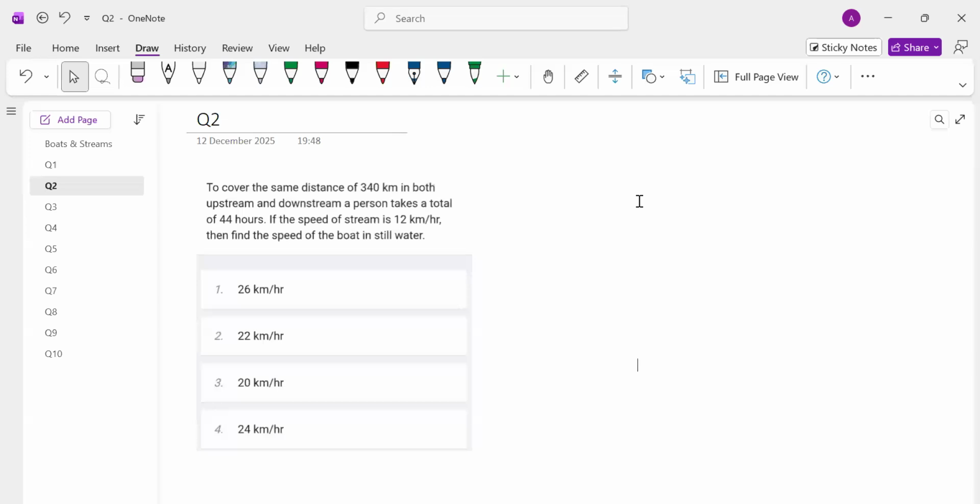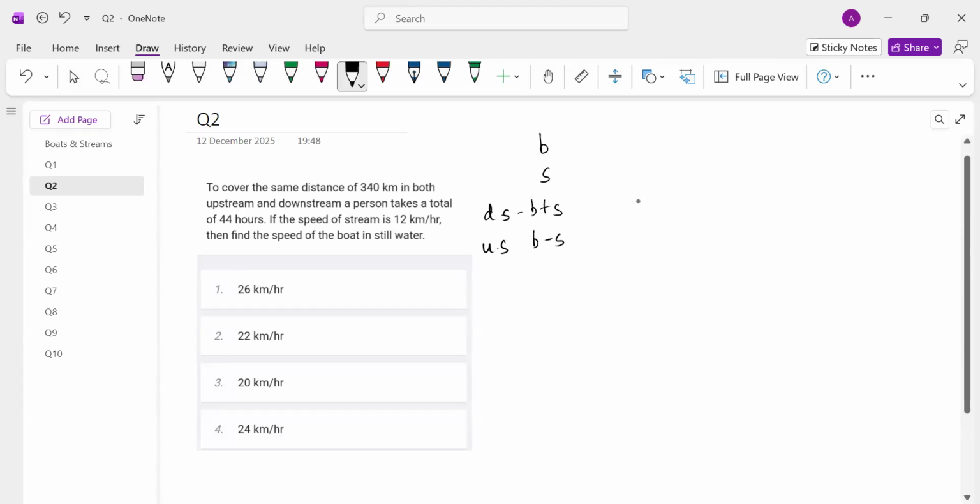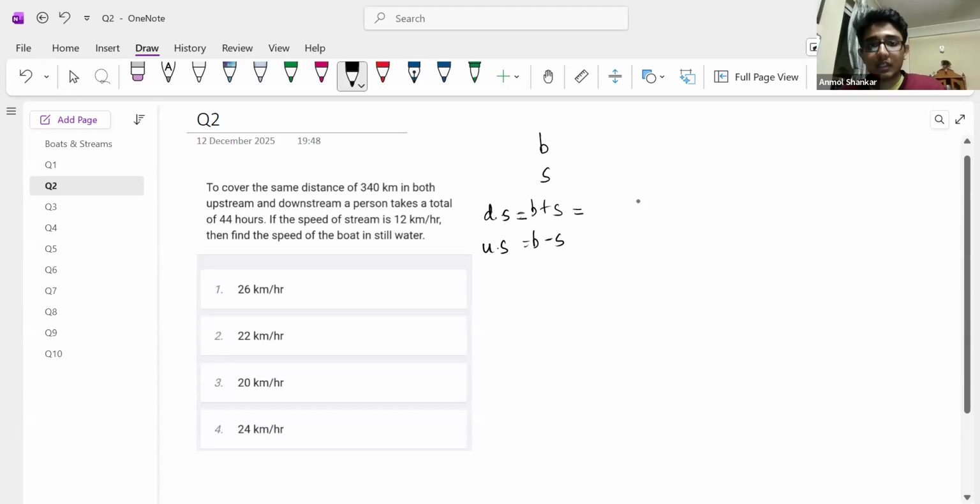To cover the same distance of 340 kilometers in both upstream and downstream, a person takes a total of 44 hours. If the speed of the stream is 12 kilometers per hour, then find the speed of the boat in still water. Correct, thank you Varuneswaran. So first tell me, among these 4 quantities, what is given?